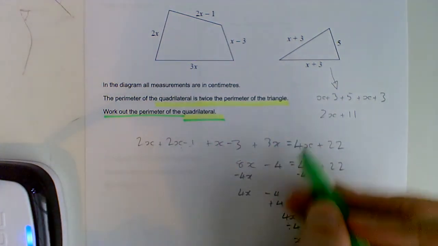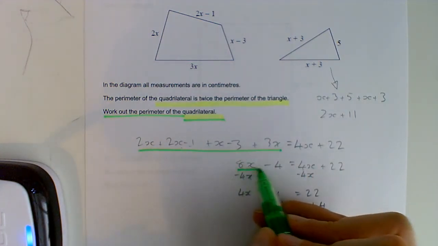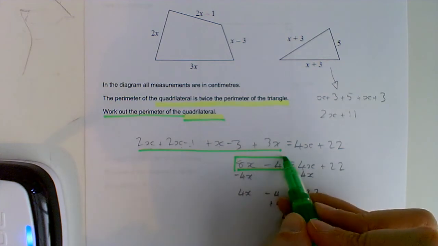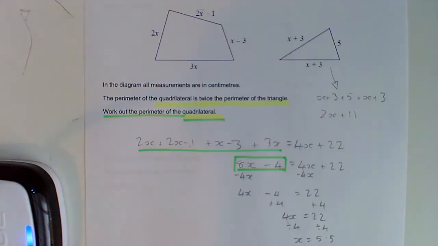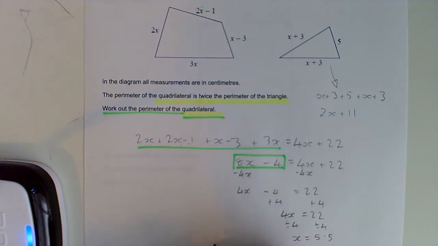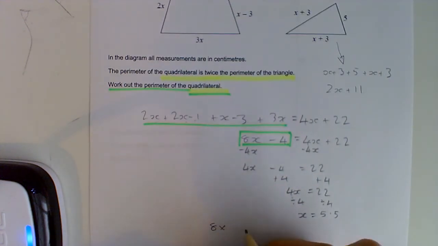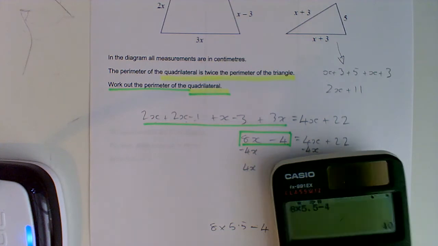The left-hand side of this equation was all to do with the quad, wasn't it? Which means that that simplified version of it there is what I would get if I add all of those up again. Okay, so what I can do is just put the 5.5 into there. So I can do 8 times 5.5 minus 4, and that gives me 40.